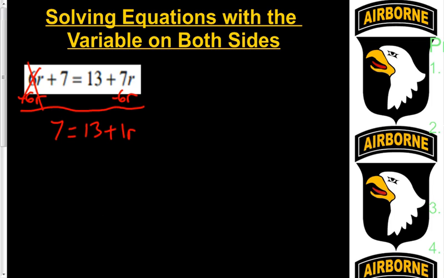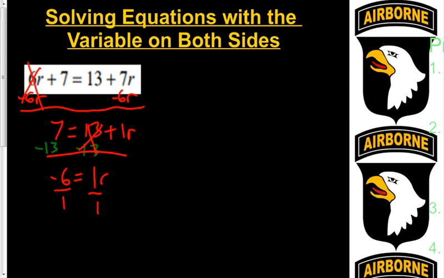So if we're following our logical steps, next we're going to get rid of what's not attached to the variable. So this would be a 13 because we're looking on this right side, and we're going to subtract 13 and do that to the left side as well. All right. Bring down what's left over. We have 1r equals negative 6. Now 1r is the same as r, or if we divide by 1, that'll show the same thing.